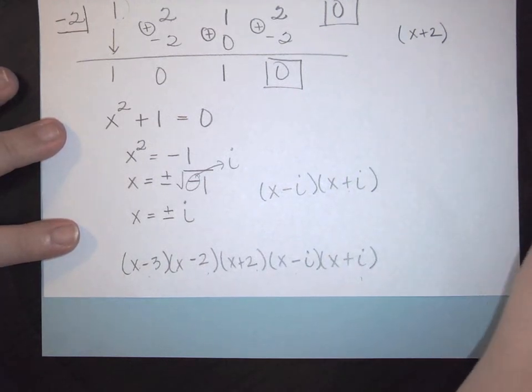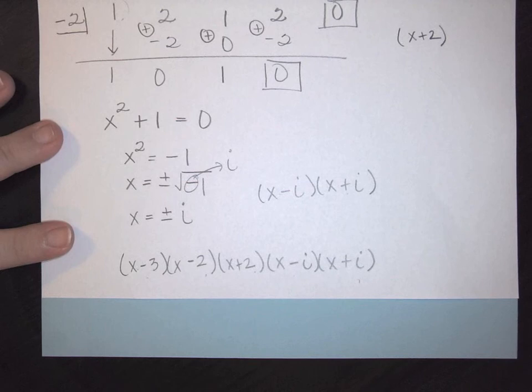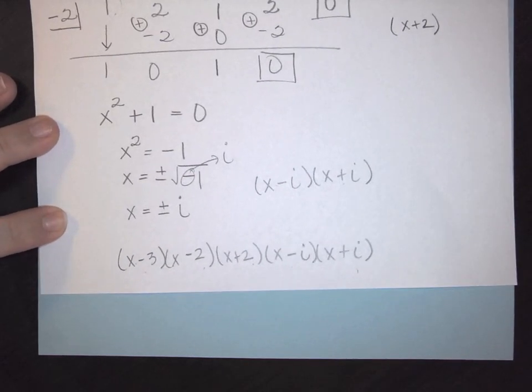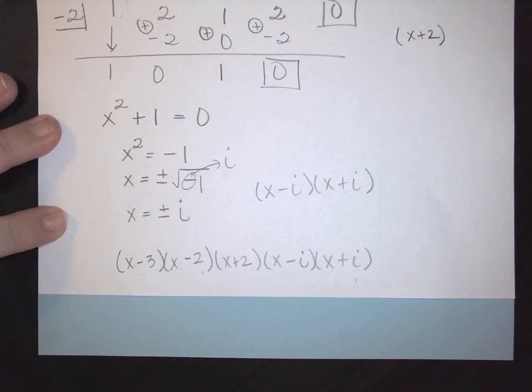Alright, so there you have it. Using the Rational Zero Theorem in order to find factors of your polynomials that are both rational and otherwise.